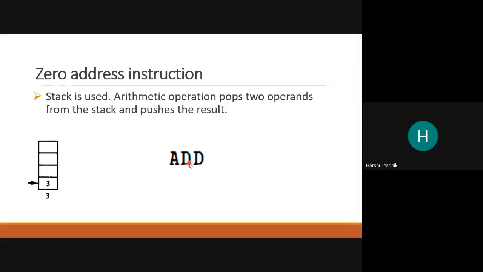Suppose the first operand is 3, the second operand is 4, and each operand is 12. So first pop the last 2 operands from the stack, perform the operation, and then push the result back to the stack. Clear? Simple. Pop meaning retrieve the last 2 entries from the stack, perform an operation, store the result, meaning push the result back onto the stack.